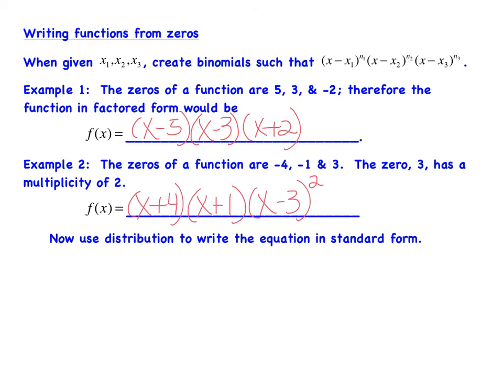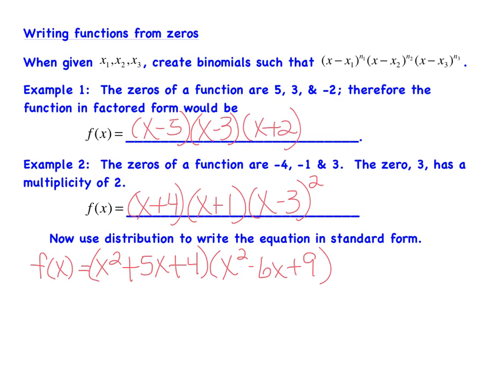Now, in both of the above examples, we have written the equations in factored form. So now how can we convert these to standard form? Well, if you're reading ahead, you can see that we are going to use distribution. I will first multiply these two binomials together, and I will end up with a trinomial. When you have a binomial squared, you will also end up with a trinomial. And then I will multiply those two trinomials together. So let's get started and see if we can do that.